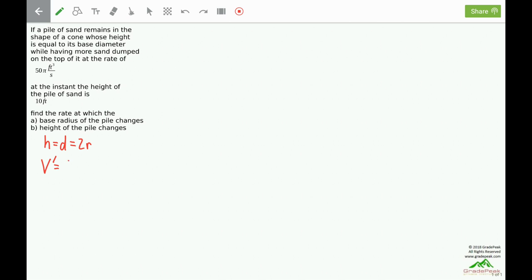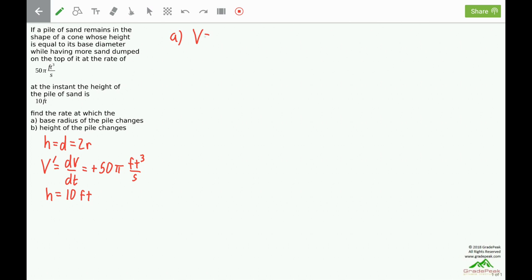V prime, or dV dt, equals a positive 50 pi feet cubed per second, because it will be increasing the volume. And we want to look at the instant that the height of the pile of sand, h, is 10 feet. For part A, we want to find the rate at which the base radius of the pile changes, r prime. We have the rate at which the volume changes, V prime, so we need to relate the volume to the radius.